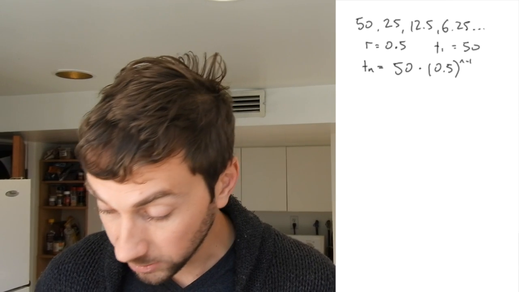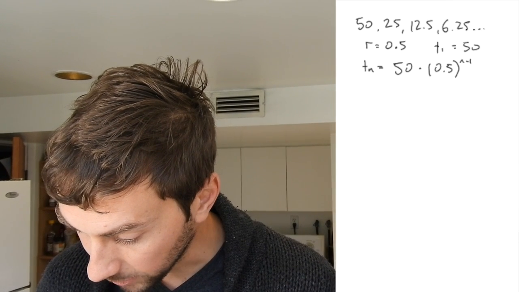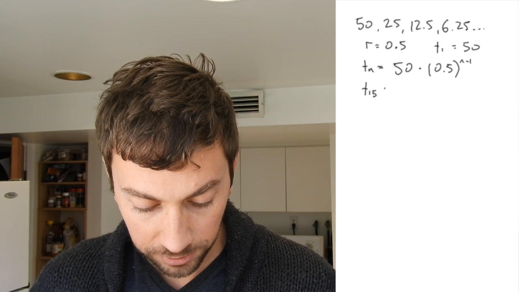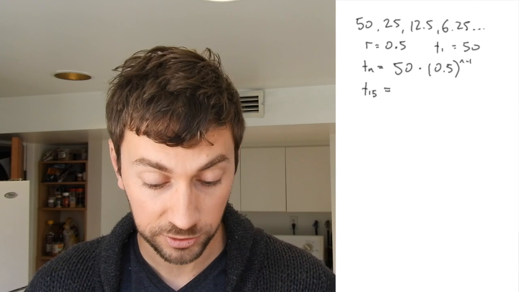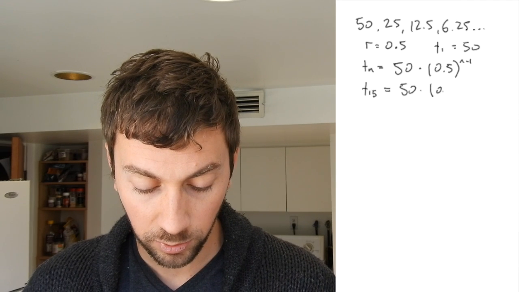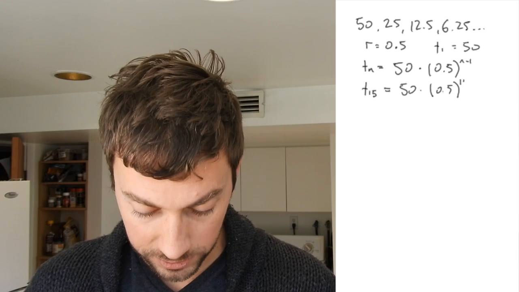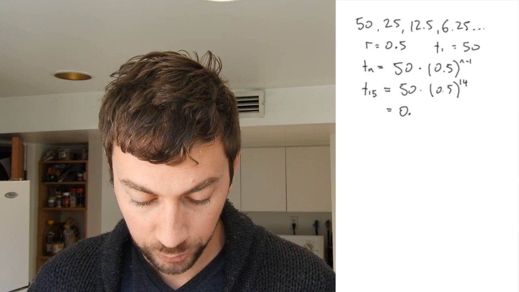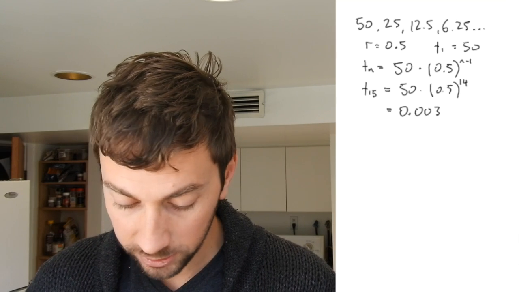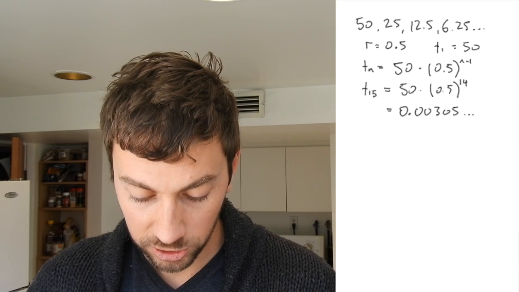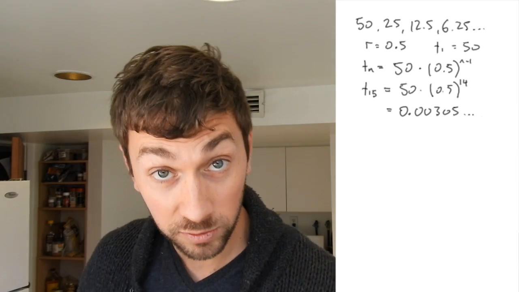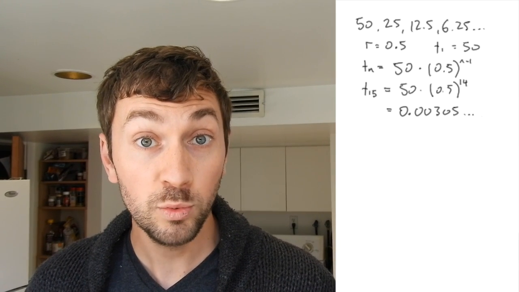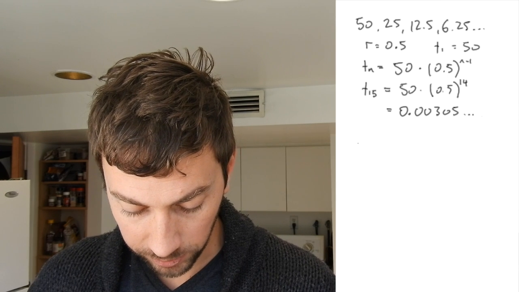Okay, so let's try practice 1. My practice 1 will be T15. So what's the 15th term? Let's try it. It's 50 times 0.5 to the power of 14. If you plug that into your calculator, you should get something like 0.00305. So every term gets smaller and smaller, and they keep on getting smaller and smaller. Okay, two more examples. How about this one?